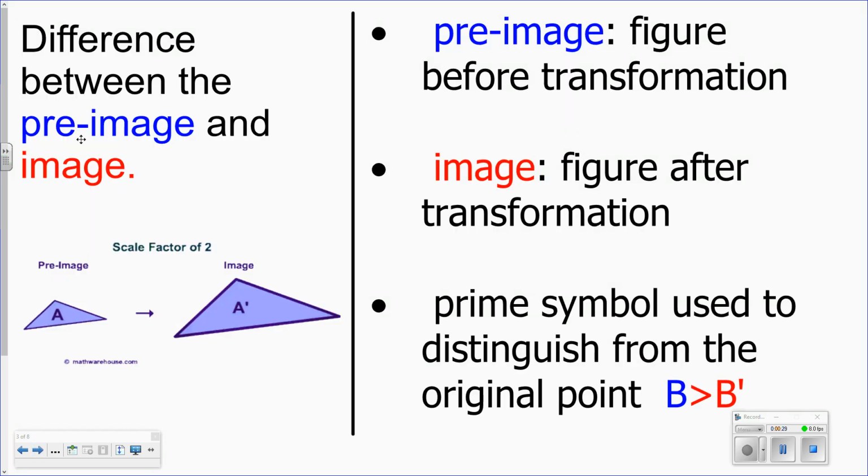So the difference between pre-image and image: the pre-image is the figure before the transformation, and the image is the figure after the transformation. So we use that prime symbol to say which one is the image and which is the pre-image. Our pre-image is before, so that's without, and then after we change it, we add the prime symbol.